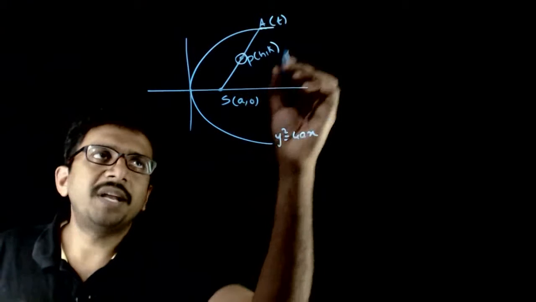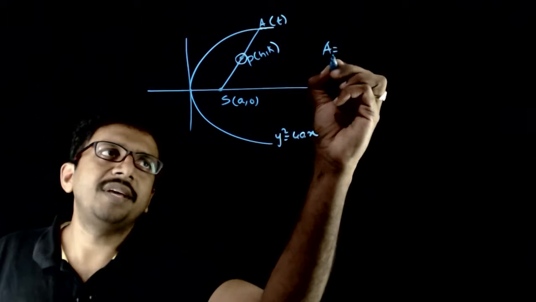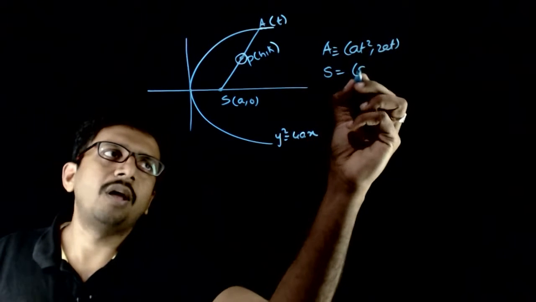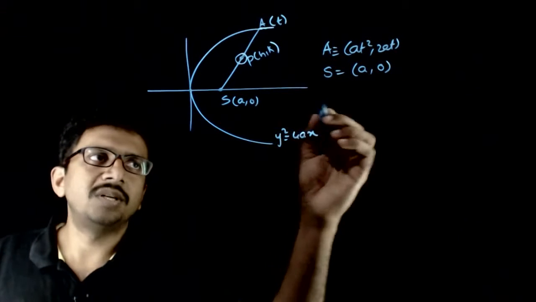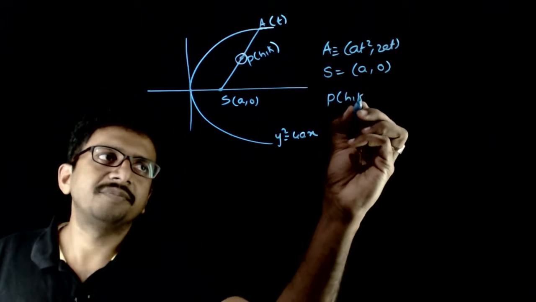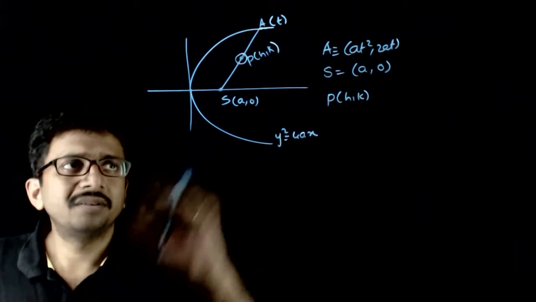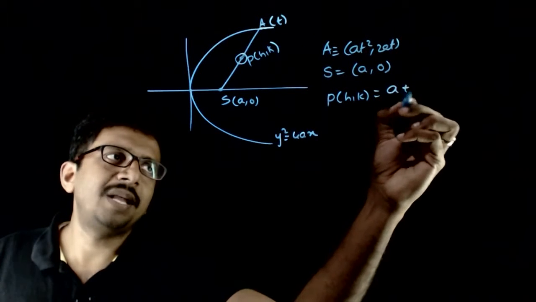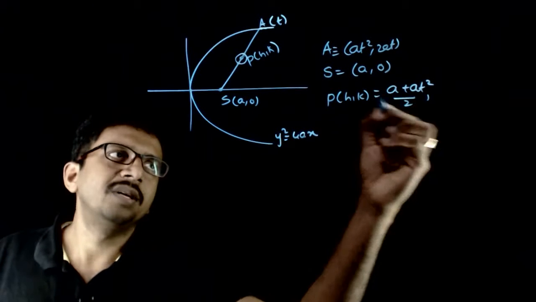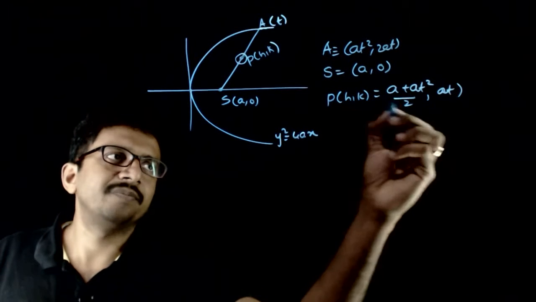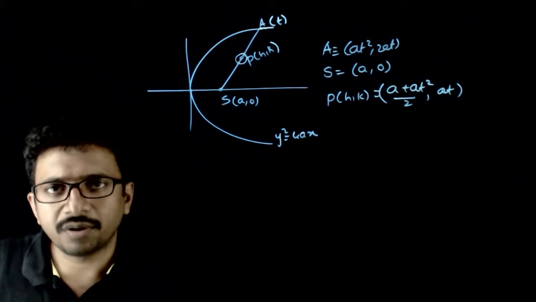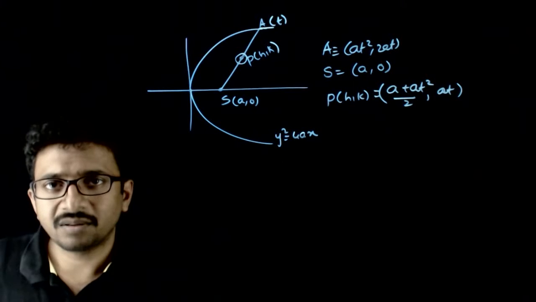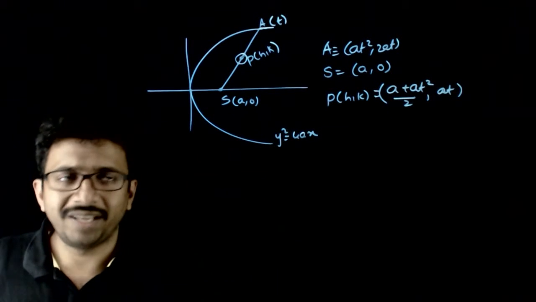So if A has a parameter t, the coordinate of A is (at squared, 2at). The focus is always (a, 0). Hence, what is the midpoint of the focal radius? Let it be (h, k). It is nothing but (a + at squared)/2, and 2at/2 is at. So that will be the coordinates of the midpoint. And what is the locus of the point (h, k)?